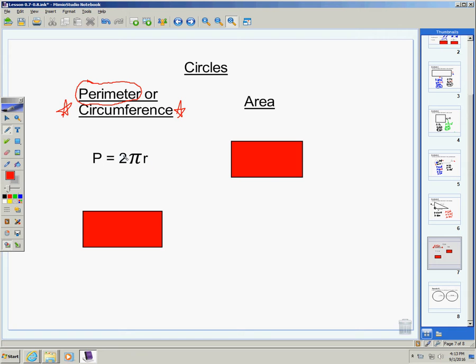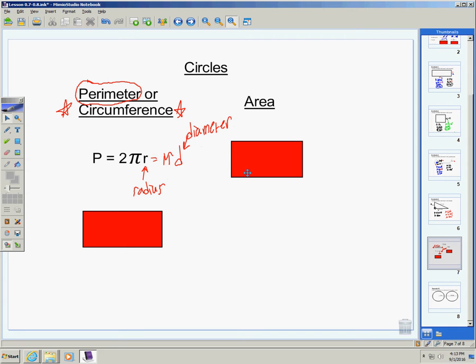There is another formula. You could do pi times the diameter. Either one of these would work. 2 times pi times r, which is your radius. And you have pi times d, which is your diameter. Either one of those works.